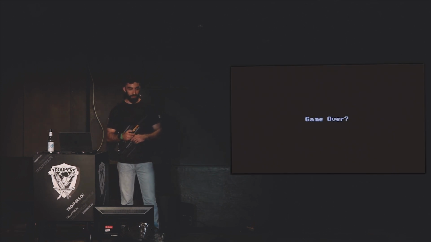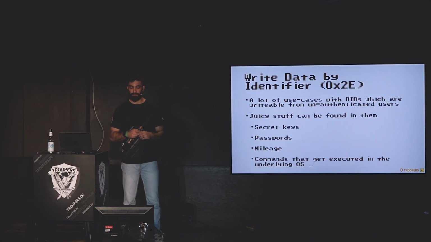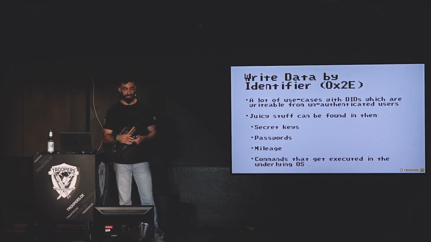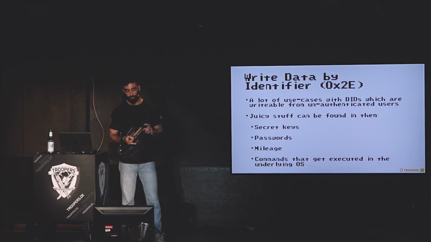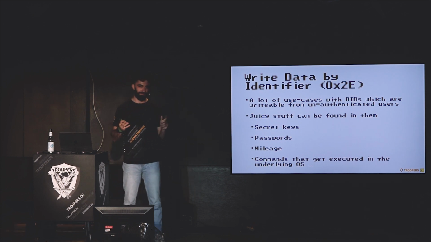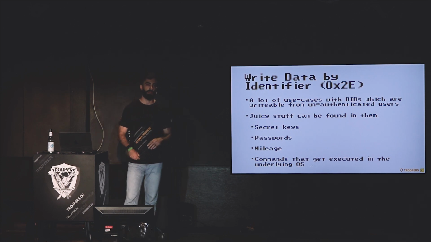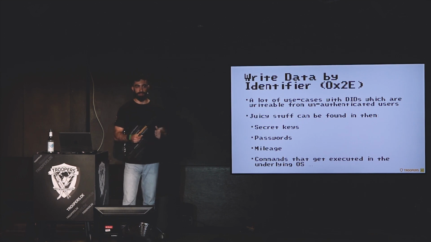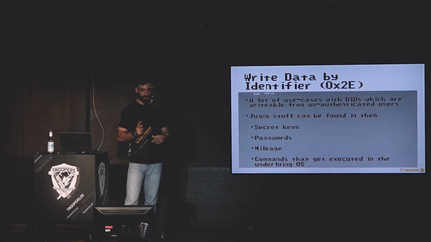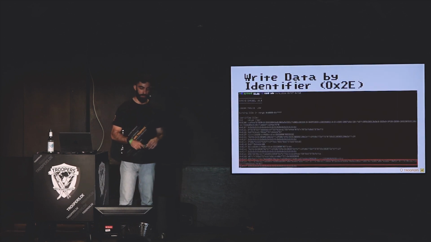Is this the game over that we discussed? Not yet. Let's see some juicy stuff that can be found inside the data identifiers. First of all, we found secret keys, we found passwords, we found mileage, and commands that can get executed in the underlying OS. Yes, many times you have Linux systems, Android systems, especially on the VHUs, the head units, which are also ECUs. And if you find some commands in the data identifiers, maybe you have to enumerate them further.